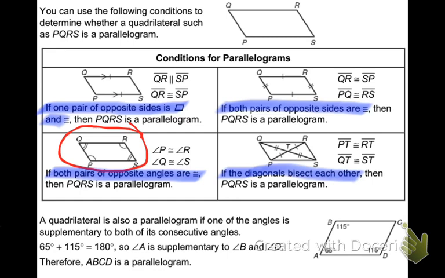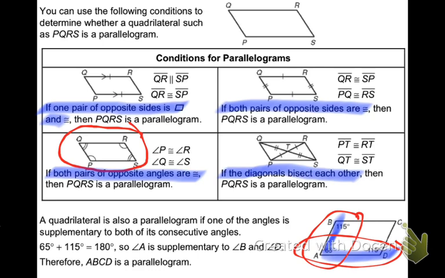And then the very last thing: if two consecutive angles are supplementary, what does it mean to be supplementary to each other? Supplementary means they add up to 180. So if the two angles are supplementary to each other, then it's a parallelogram. Now think about that. What happens when you have two consecutive angles that are 180? What type of angles are those? Who remembers that from parallel lines?